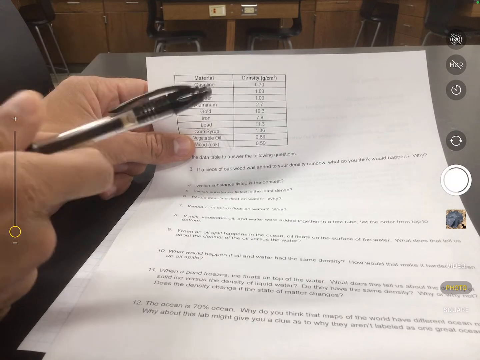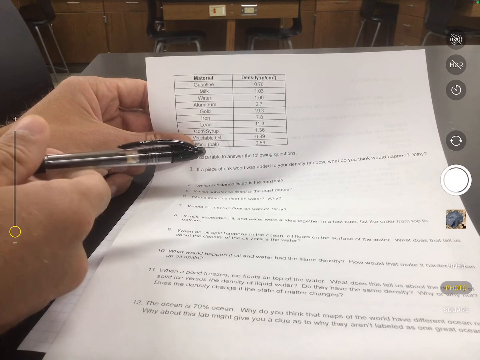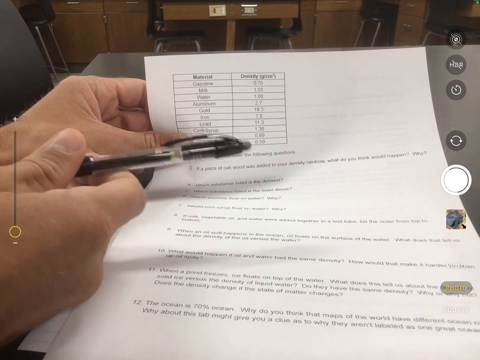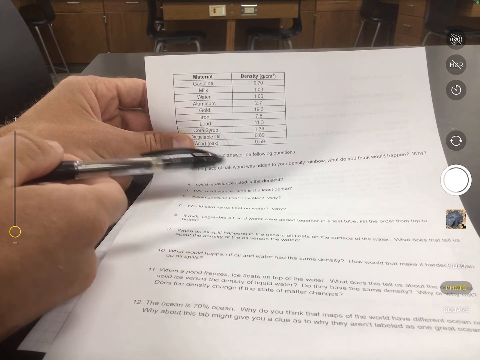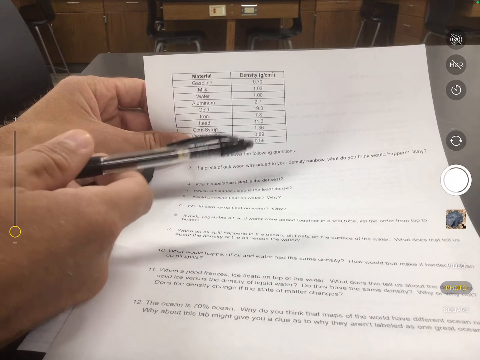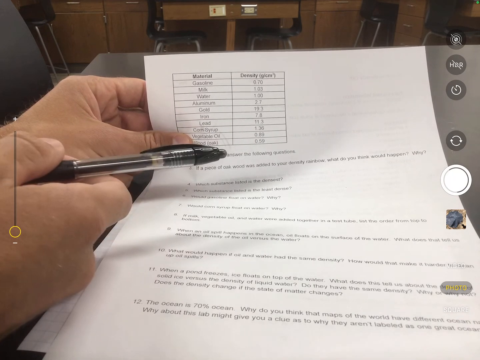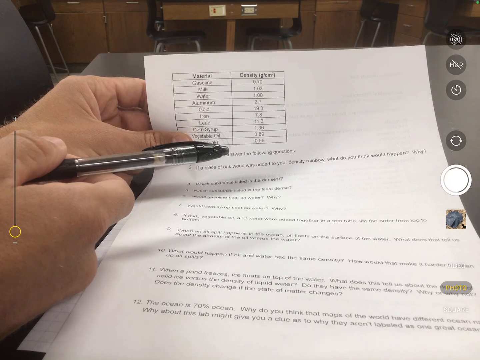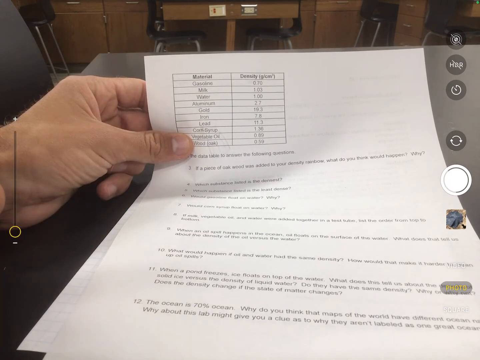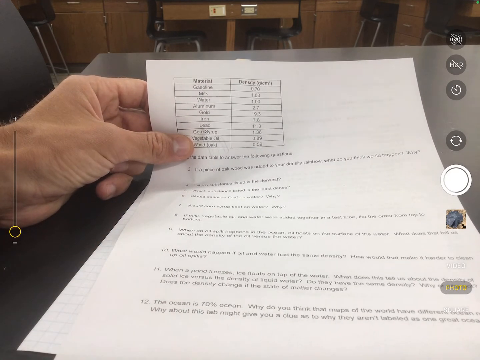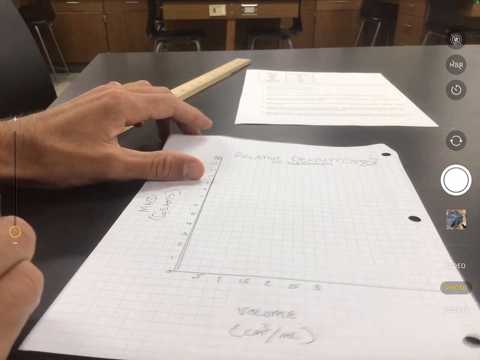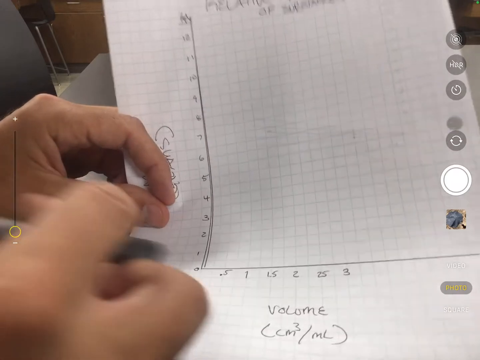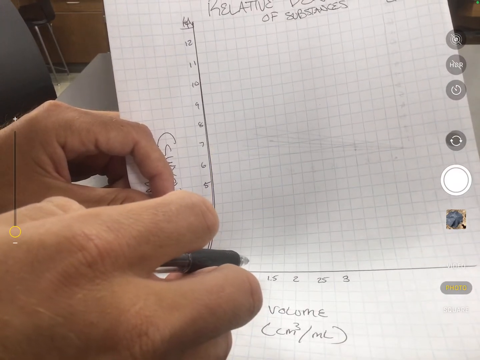Our lowest values, we have 3 beneath 1. We have wood, specifically oak, at 0.59 gram per centimeter cubed. Then we have vegetable oil at 0.89, and gasoline, which is 0.7. So we're going to do those three first. All you have to do for this is find 1 milliliter, because those values are all per 1 milliliter.